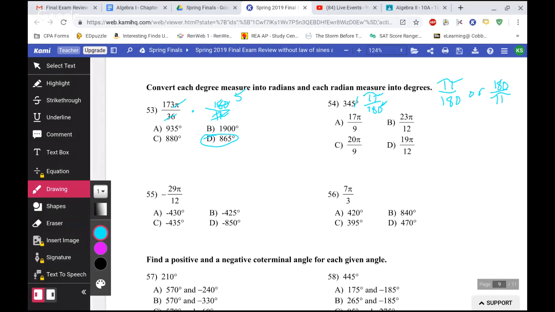$15 goes into both of them. So your answer is 23 pi over 12. So that's how you do that section.